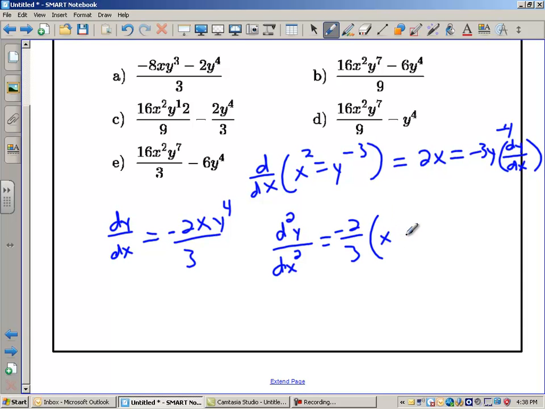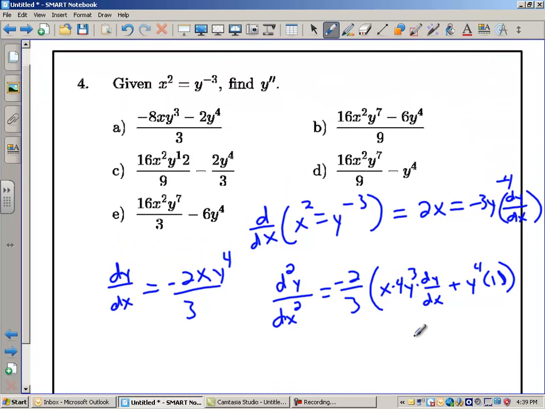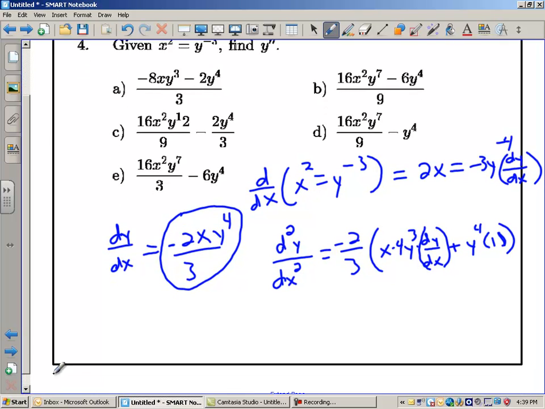Product rule is the first times the derivative of the second, so that's 4y cubed times dy/dx, and then plus the second times the derivative of the first. Now, you always want to have your second derivative in terms of x's and y's. We have our second derivative, but I've got a dy/dx here. Well, what can I do? I can substitute this value right here in for dy/dx. So let's go take a look at what that is.